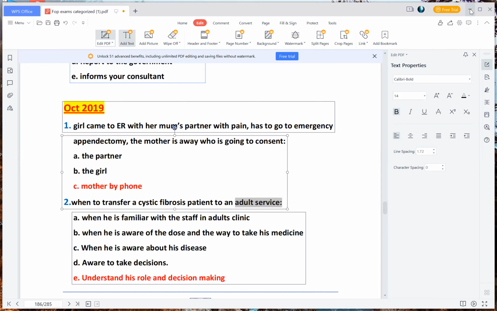The point I want to show you is that in the UK there are many adult cystic fibrosis centers. So when you refer a child to this center, when you think that the child now understands his role and has decision making power, then you refer him. This is just the point I want to make clear.